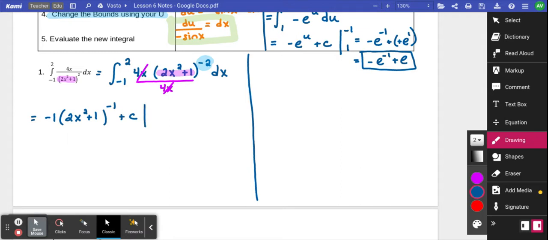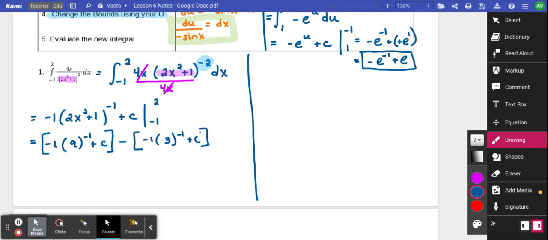And we're going to evaluate that between -1 and 2. If I go ahead and plug in those numbers, I have -1 times (2 squared). If I plug in the number 2, that is 4, times 2 is 8, plus 1 is 9, to the -1 power. That's kind of plugging in the first number, the top number, which is 2, minus, if I plug in my bottom number, I have -1 times (-1 squared) is 1, times 2, which is 2, plus 1 is 3, to the -1 power plus c.